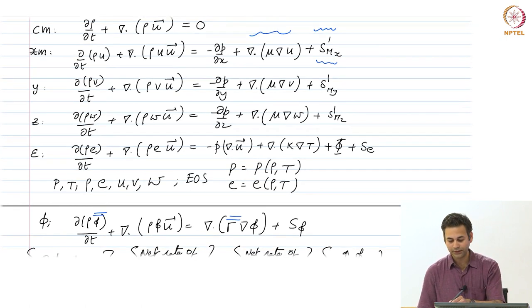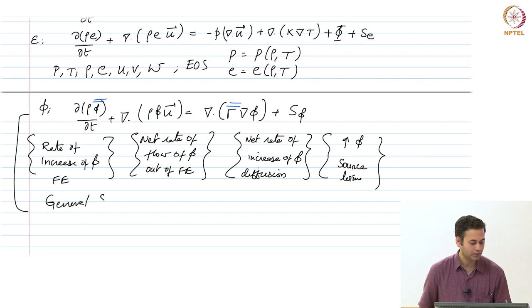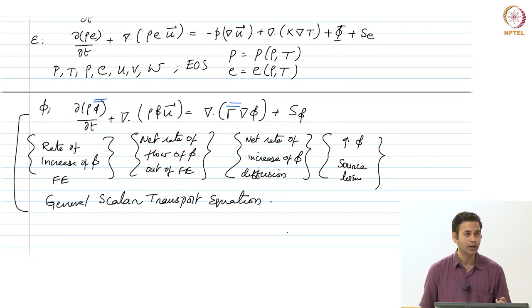This particular equation that we have written down in terms of phi is known as the general scalar transport equation. Of course, this general scalar transport equation can also model any other scalars that you have in a flow. For example, you want to track pollutants or any other species as part of your solution, which will also look similar to the equations that we have written. You just assign phi to be equal to that species value and then you will be able to model that extra equation as part of this general scalar transport equation.